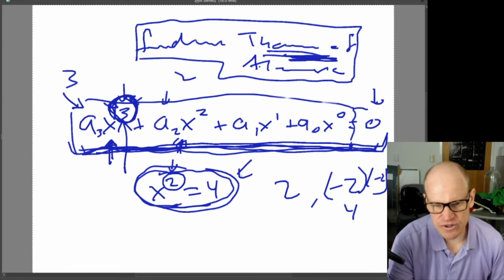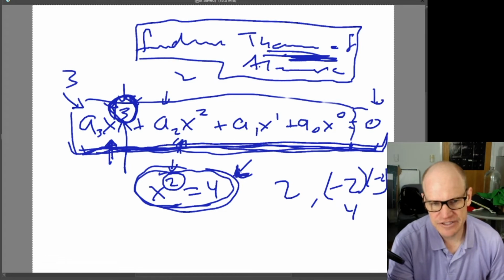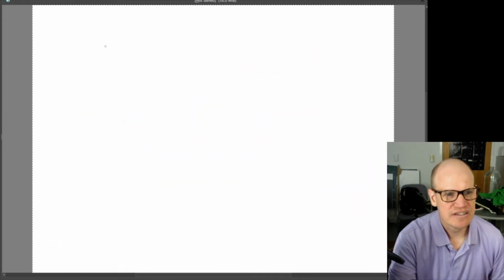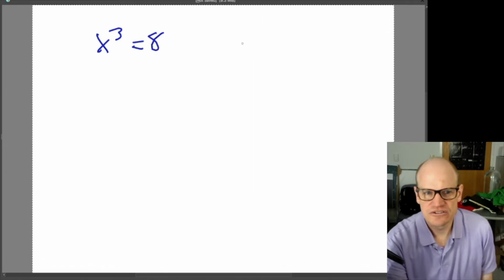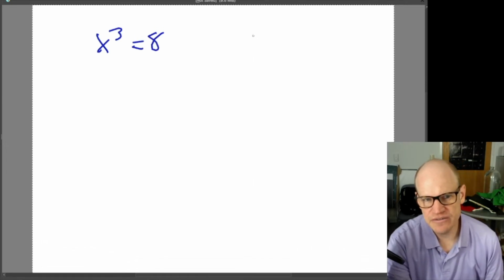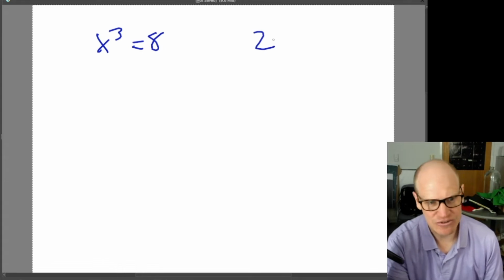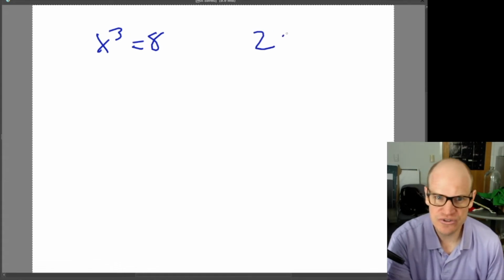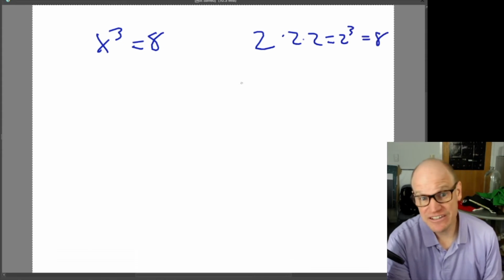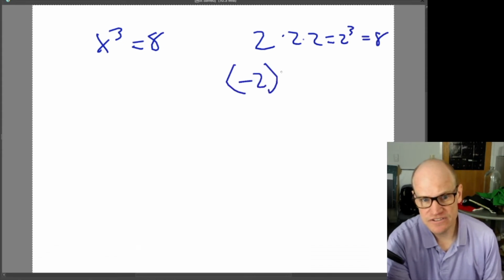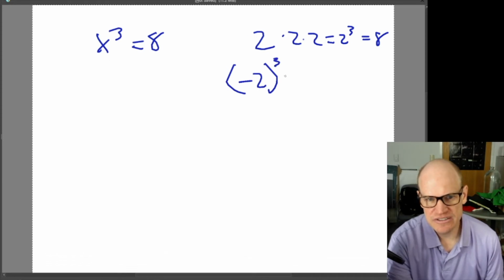Another thing that one might look at is x cubed equals 8. What number, if you cube it, is equal to 8? Well, one answer is obviously 2 again, or maybe it's not obvious, but one answer is 2. 2 times 2 times 2, which is 2 cubed, is equal to 8. Minus 2 is not a solution to this. Minus 2 cubed is actually going to be negative 8.